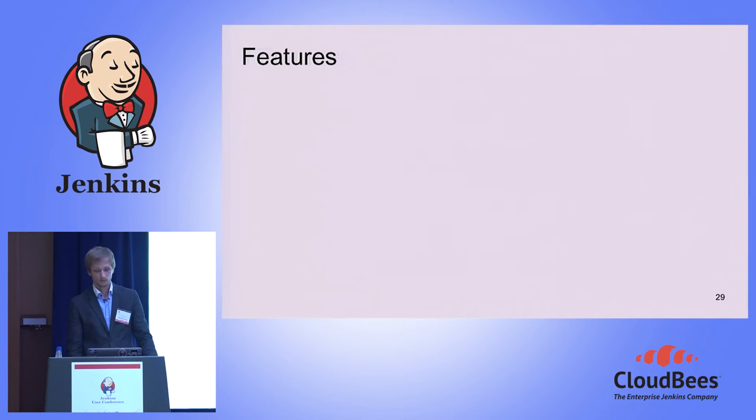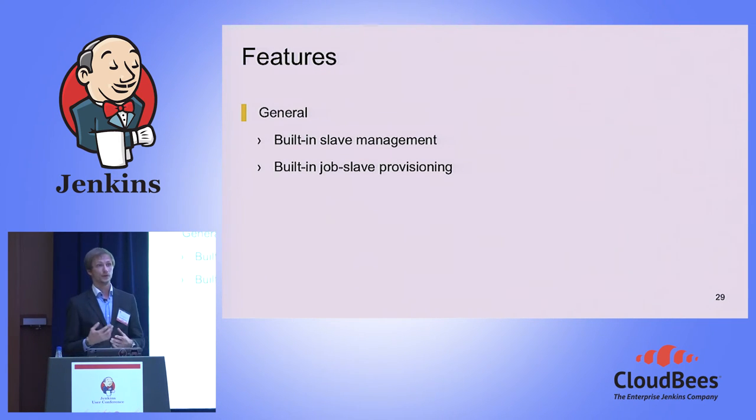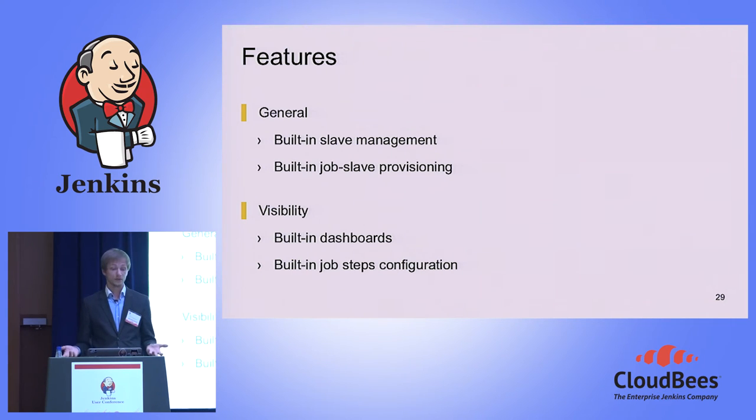So here, as you can see, the core feature of this compound plugin is that we've reused the built-in slave management of Jenkins. We didn't have to go somewhere else outside Jenkins to create slaves, to group them or something like this. And we reused the built-in job slave provisioning algorithms. I just, as usual, tell the job the label of the compound slave I want to use, and it automatically creates all the compound slaves using the gcloud interface. And the visibility: built-in dashboards, built-in job steps configuration. I did everything with the workflow you all are used to. I used shell scripting, I used execute steps, and I used the usual dashboard of Jenkins to see how many nodes I have, to group them or to do something like this.